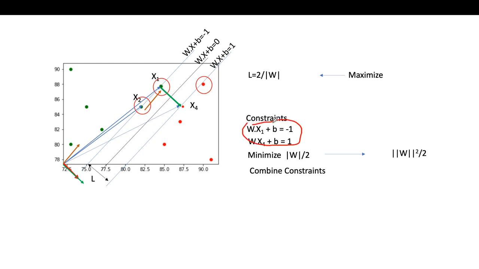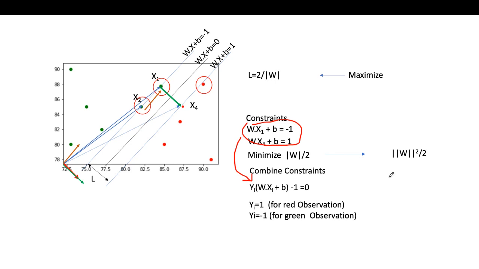We will combine these two constraints now. How do we combine? We add a characteristic variable yi, and we convert x to xi. If xi belongs to the red observations, yi is 1, and if xi belongs to the other observations, the green observations, yi is minus 1. In this way we can combine these two equations into this single equation. Okay, so now this is our minimize. We will minimize this with this constraint.